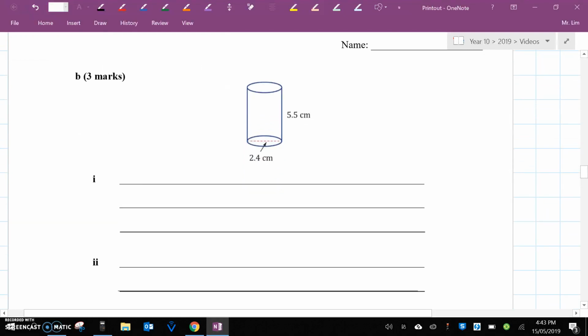Part B, we have a cylinder. The surface area for a cylinder is given by the formula 2 pi r squared plus 2 pi rh. The first one represents the 2 circles. The second one represents the curved section of the cylinder.